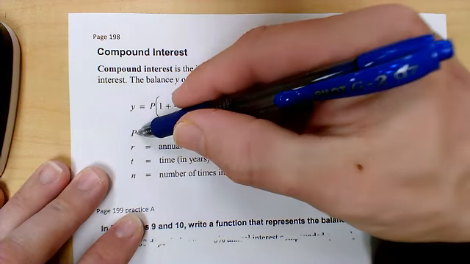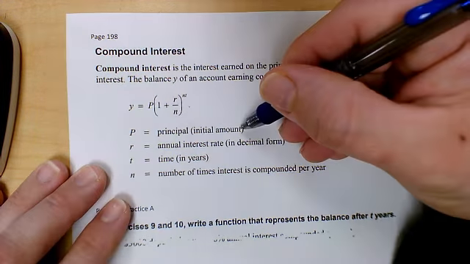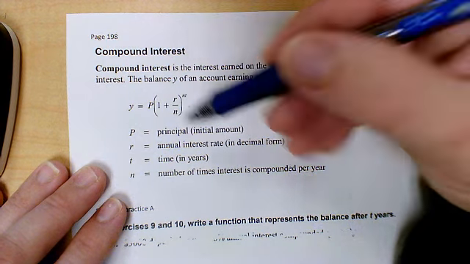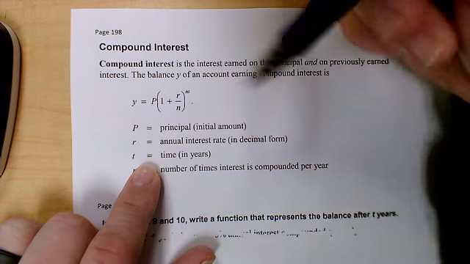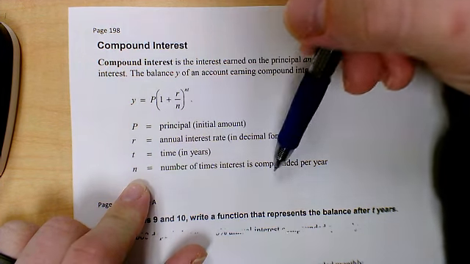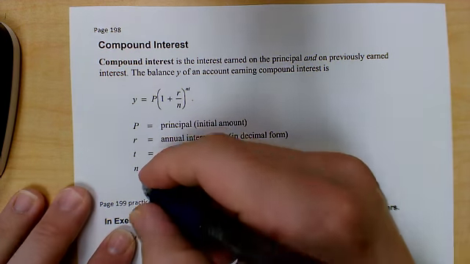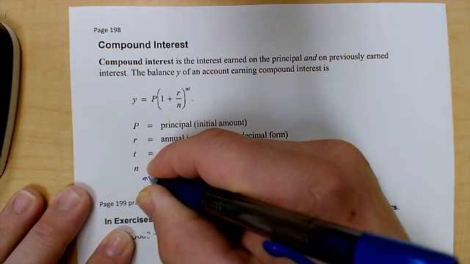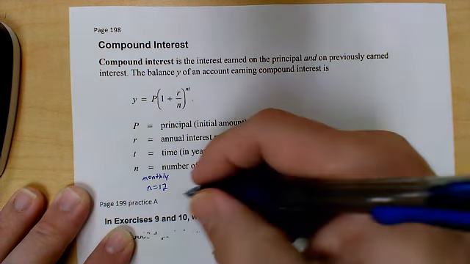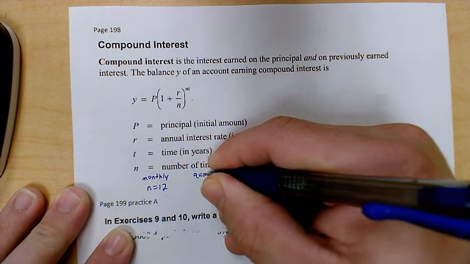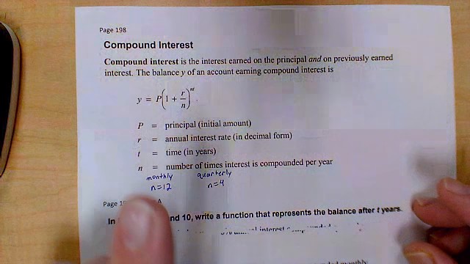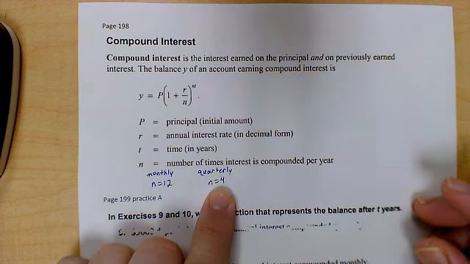All right, so P is the principal, which is your initial amount, as it says. R is the annual interest rate, so it's plus R, it's gaining percent. T is the time in years, and N is the number of times compounded. That's the new little wrinkle to this. So let me give you some examples. If a problem says that it's compounded monthly, N would equal 12. If a problem says that it's compounded quarterly, N would equal 4. And this is because monthly happens 12 times a year, quarterly happens 4 times a year.